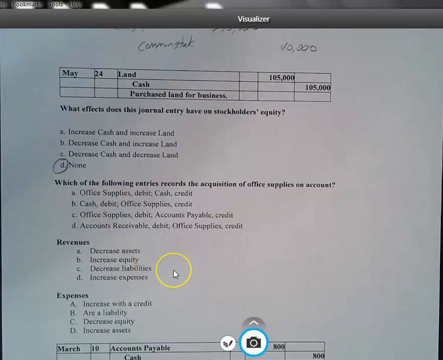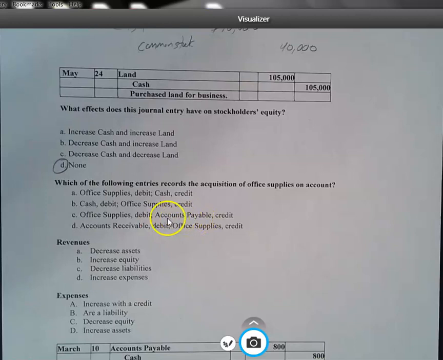Choice B, cash debit. Well, there's no cash involved at all here, and certainly cash is not going to go up with a debit in any way, shape, or form with regard to this transaction, so B is also wrong. Office supplies debit. Well, if that was true up here in A, it's true here as well. Accounts payable credit, this is what would take place. Our asset, office supplies, is going up with a debit.